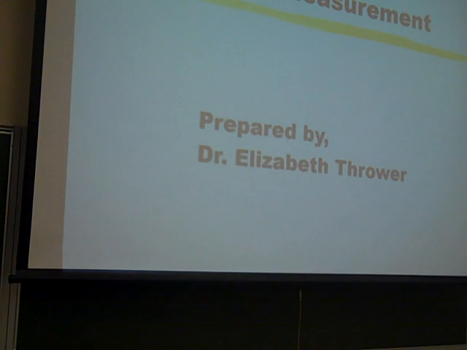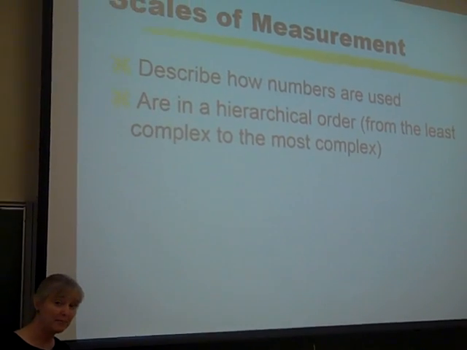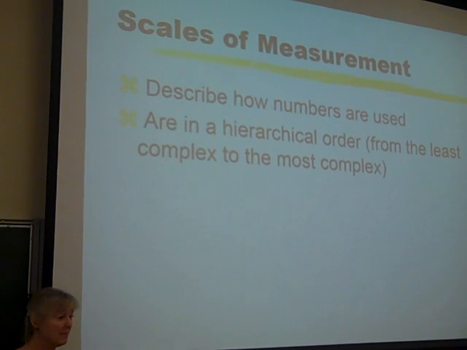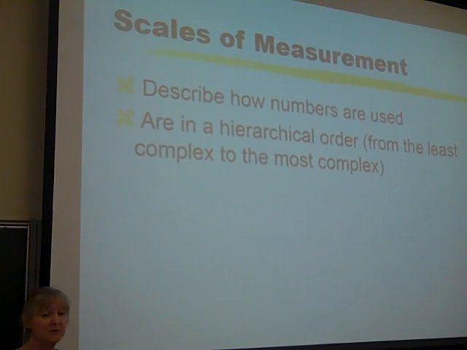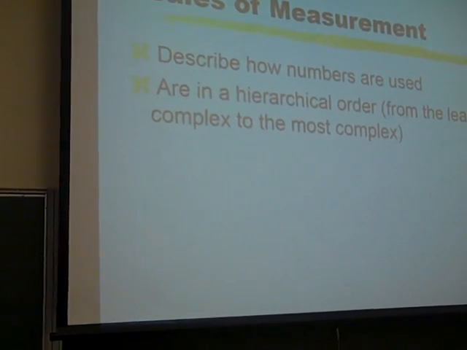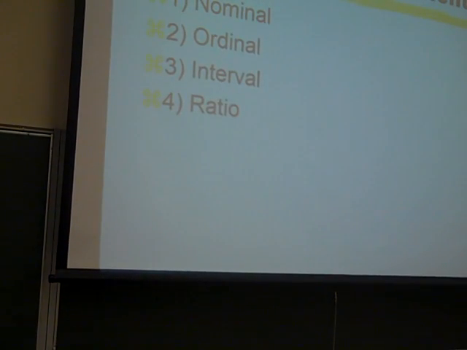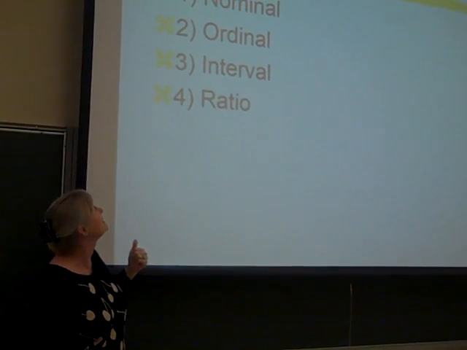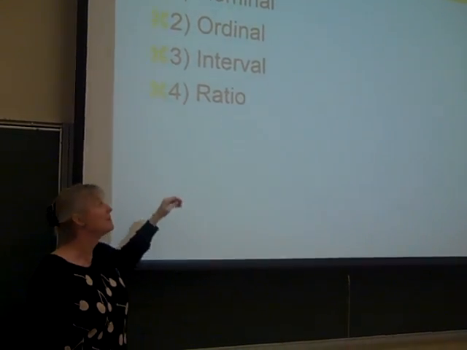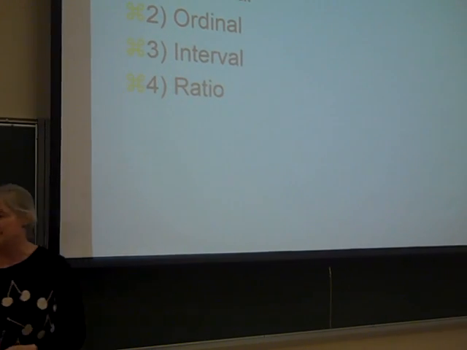The scales of measurement are in hierarchical order. In other words, they're from the least complex to the most complex. So we're going to start with the simplest way that we use numbers to the most complex way that we use numbers. If those are the 4 scales of measurement, the 4 ways we use numbers, what is the least complex? Exactly. And the most complex? Ratio. So nominal is the least, ratio is the most. Simplest to the more complex.